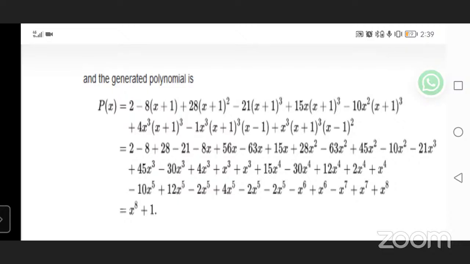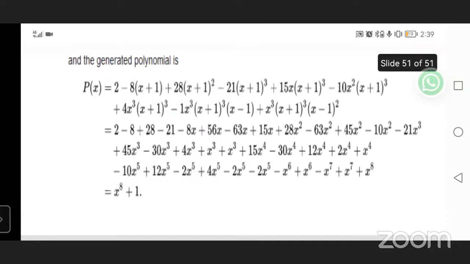plus 15x into (x plus 1) cubed minus 10x squared into (x plus 1) cubed plus 4x cubed into (x plus 1) cubed minus 1x cubed into (x plus 1) cubed into (x minus 1) plus x cubed into (x plus 1) cubed into (x minus 1) squared. So all this, the whole formula, then gives us x raised to power 8 plus 1. So that's how we do the Hermite interpolation method.